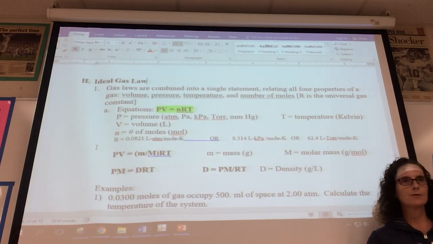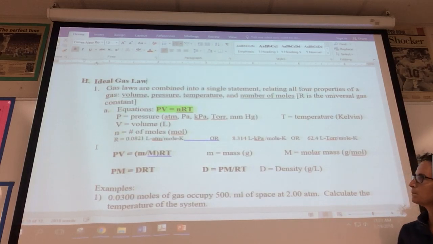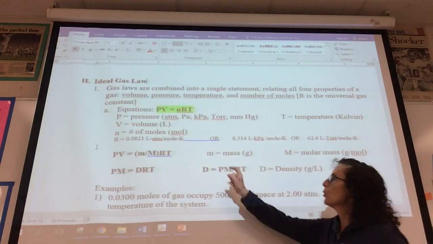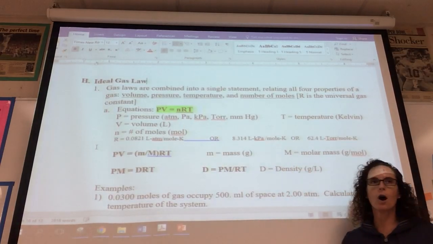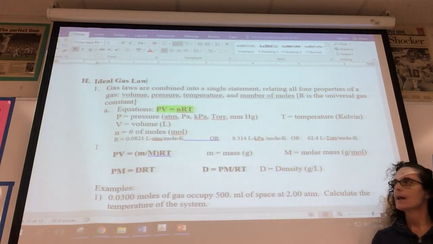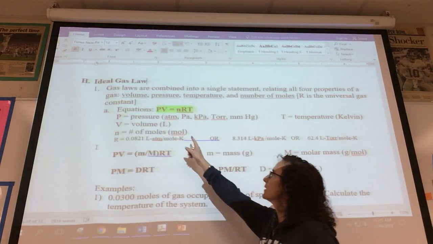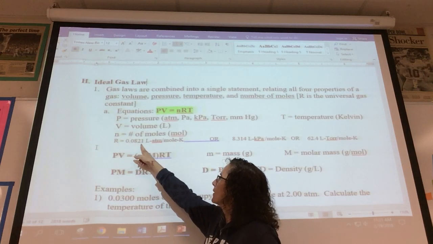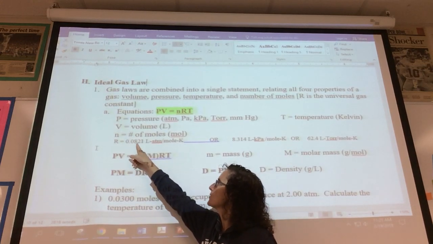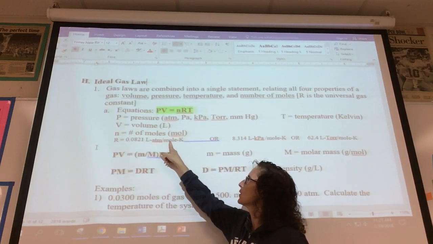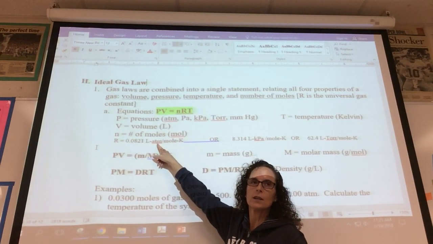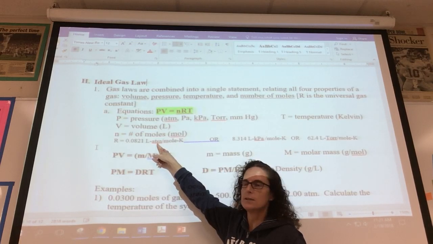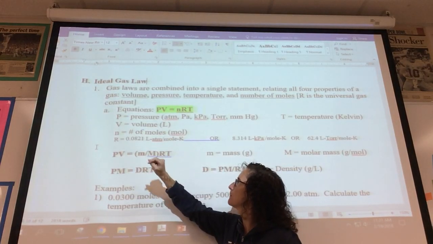Couple things you have to remember in this section. The pressure unit will determine which R you select. If pressure is in atmospheres, the R that you will select is 0.0821 liters atmosphere per mole Kelvin. So if the pressure is in atmosphere, look at the R's. Pick the R that has atmosphere built into its complex derived unit.